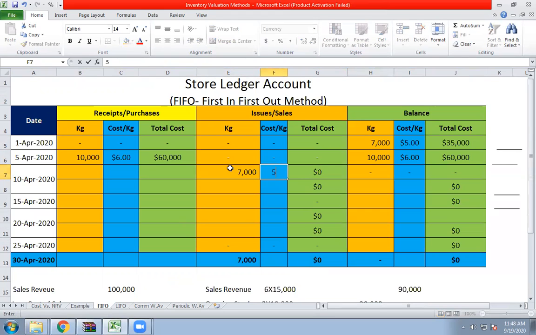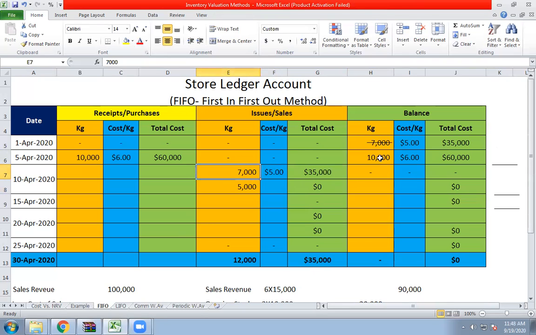This 7,000 has a value of 5. I have to further issue 5,000 because I have to issue a total of 12,000. Now this 5,000 will be issued from this 10,000. First in, first out. This 7,000 has been finished. I will put a line on it to show that I have issued this material.